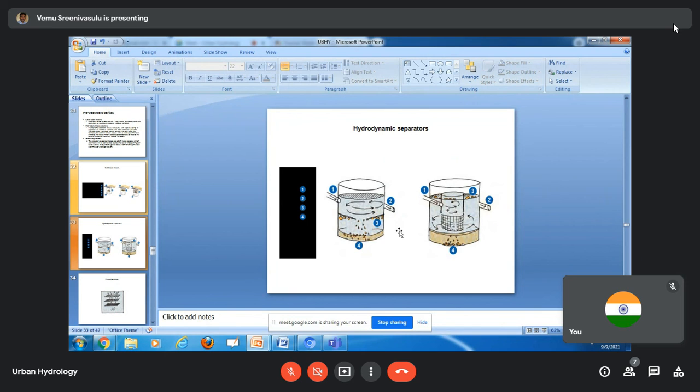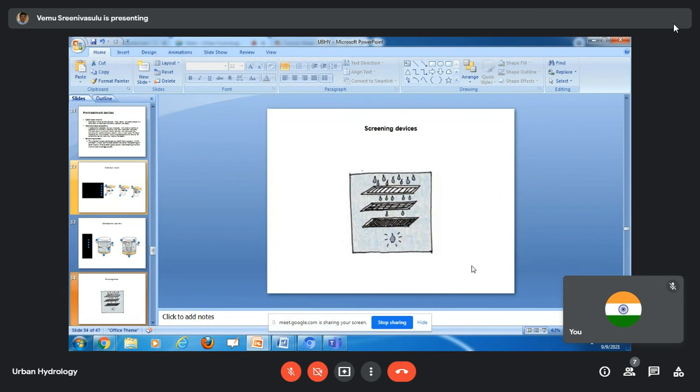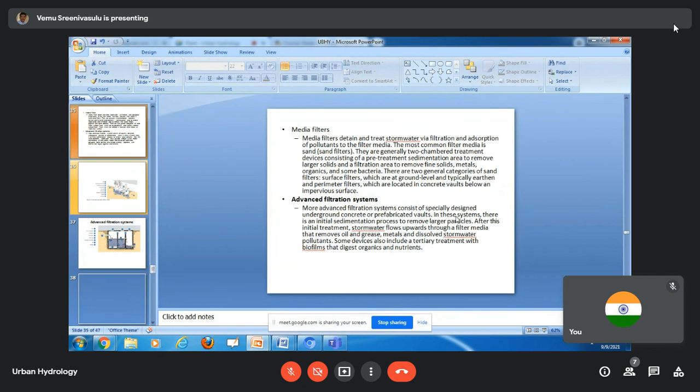So this is a hydrodynamic separation, how the solid will be separated. So the inlet is in one direction and the outlet is in another direction. Because of this, a whirlpool will be created in this basin. Okay, so because of that, the solid will be deposited at the bottom. So some type of screening devices, okay, to filter the solid, right? So this type of device also can be used.